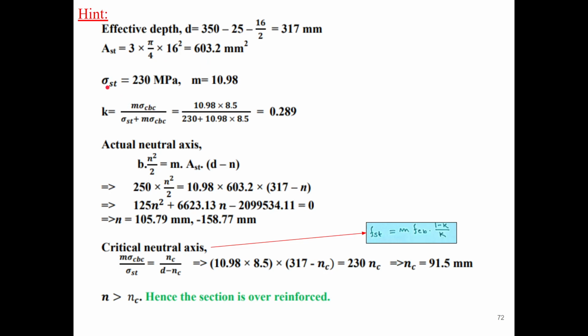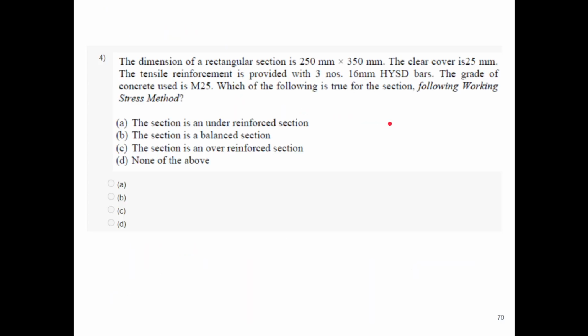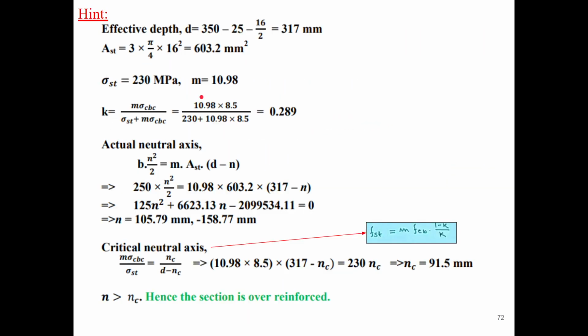Sigma ST, because it is HYSD bar, is 230 megapascal, and m basically is 280 by 3 sigma CBC, because for M25 it will be 8.5. So 280 by 3 into 8.5, so m is 10.98. As per the balanced section, k will be m sigma CBC by sigma ST plus m sigma CBC, which is 10.98 into 8.5 divided by 230 plus 10.98 into 8.5, which is equal to 0.289. So that is the k value, which is basically used for the critical condition.